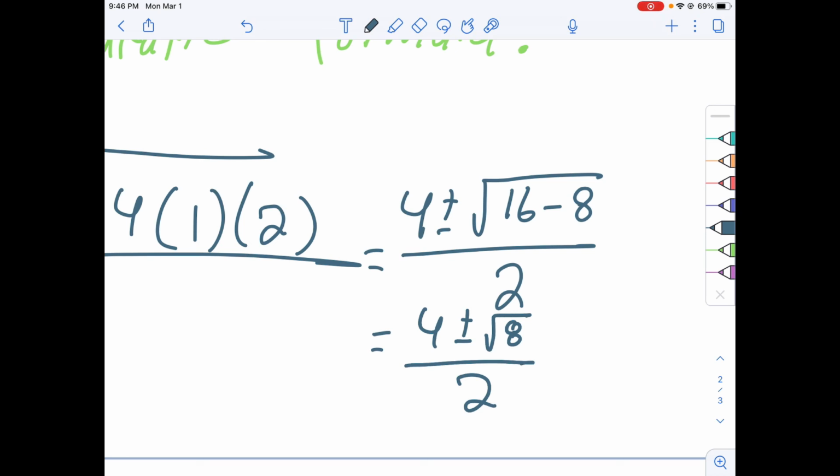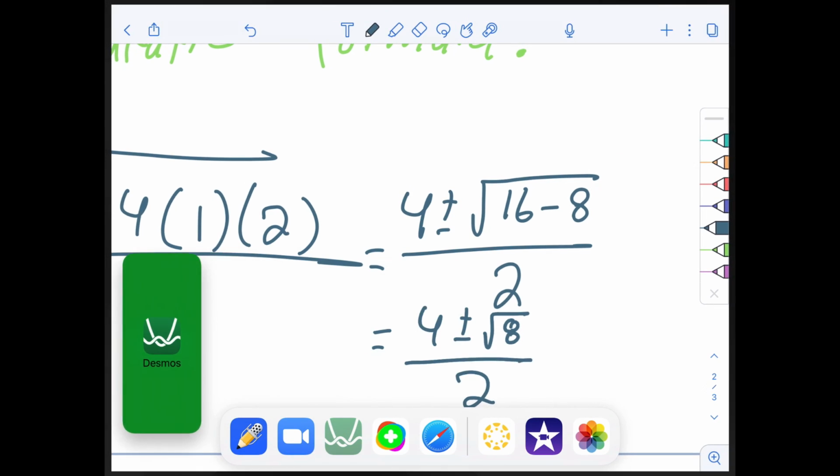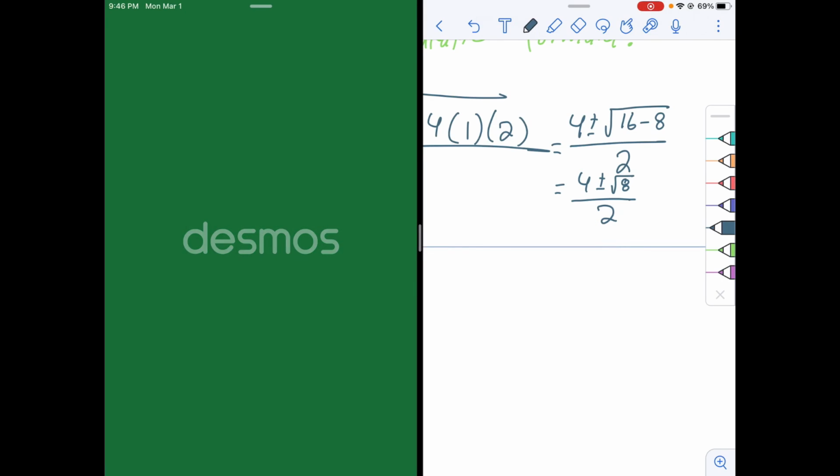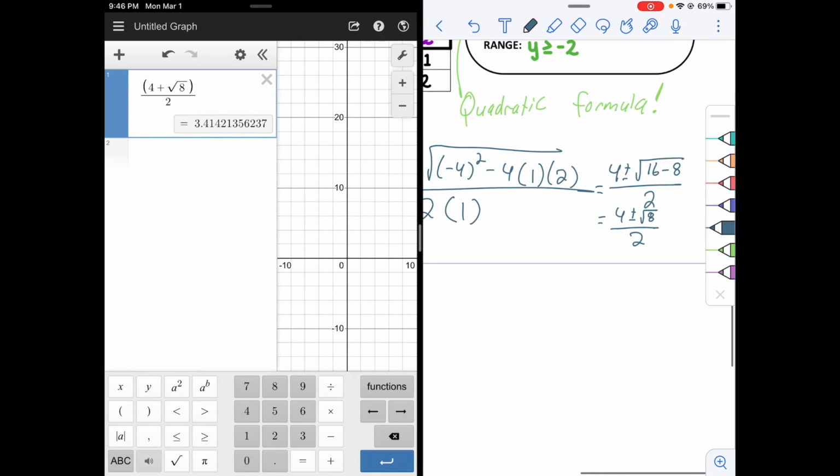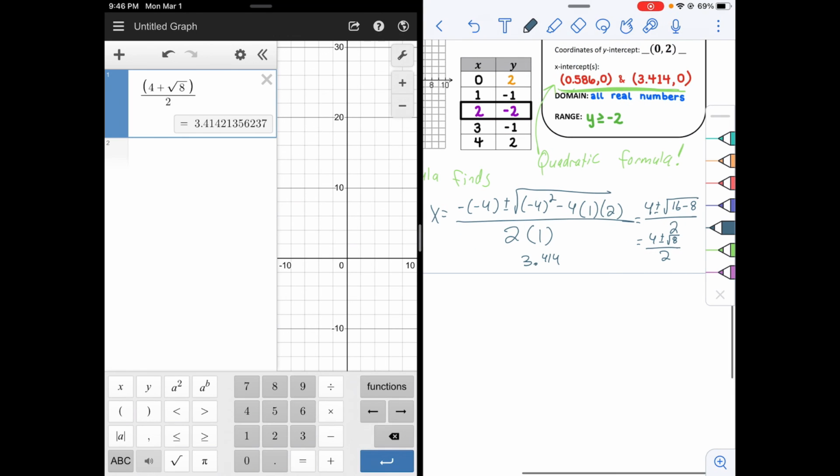And at this point, if I'm asking for decimals, we can just plug it straight into Desmos here. And here's how we would plug it into Desmos. You need to do, in parentheses, 4 plus the square root of 8, and then close the parentheses. And then that's divided by 2. So there's our 3.414, which is right here, okay?